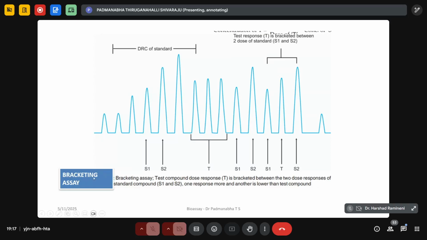So how can it be done? This is about the bracketing assay. We'll go for the multiple point assay in the subsequent slide. In the bracketing assay, what you do is you take standardization. Initially, you standardize the graph.